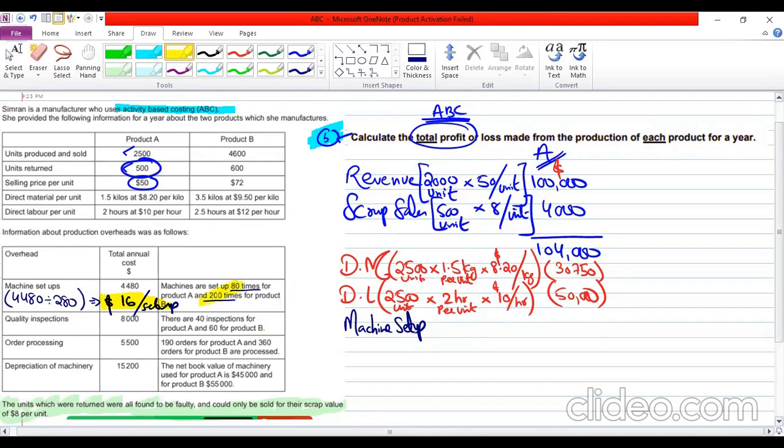Total setups are 280, which means one setup is going to cost me $16. $16 is my cost to set up one time. How many times do we set up for product A? 80 times. So I set it up 80 times. So what is the answer?